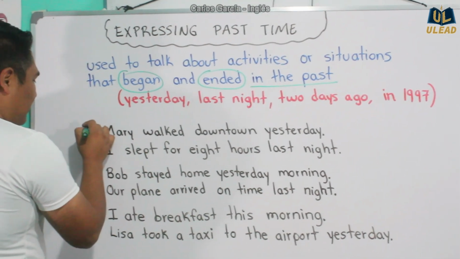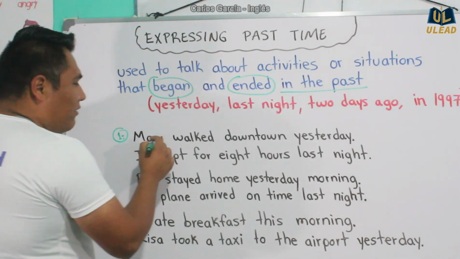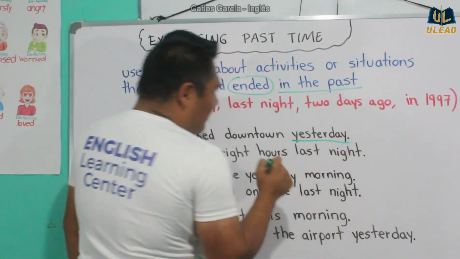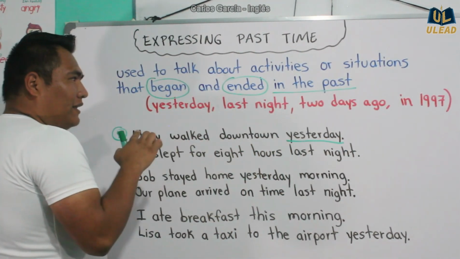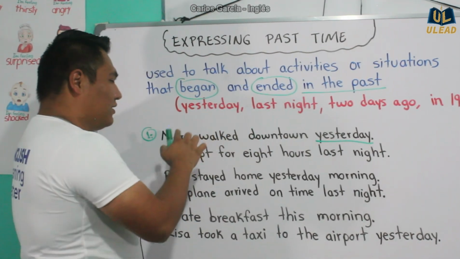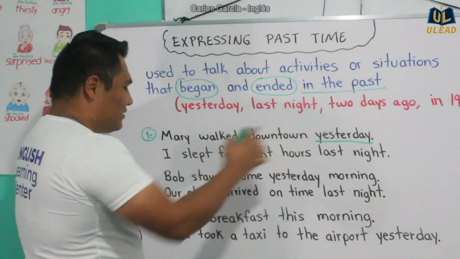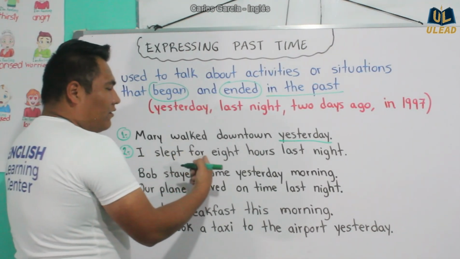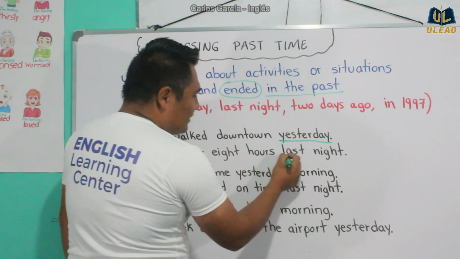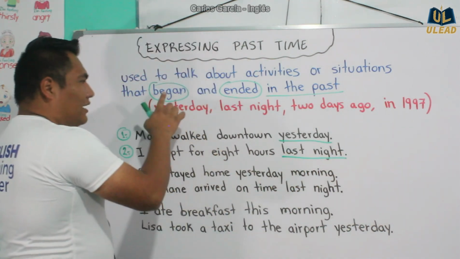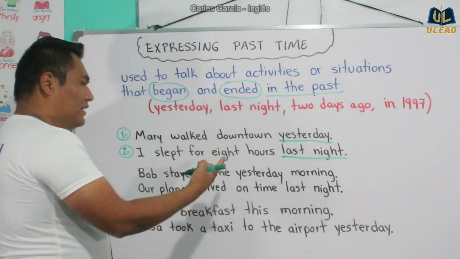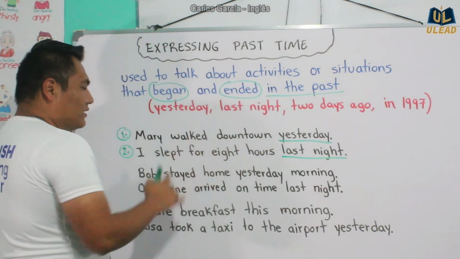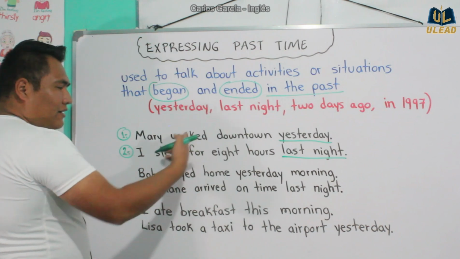Examples here. The first one, Mary walked downtown yesterday, okay? It began and it ended yesterday. She walked downtown yesterday. Number 2, I slept for 8 hours last night. Last night. It began and it ended last night. Okay, slept, walked. Now notice that they are a little different.